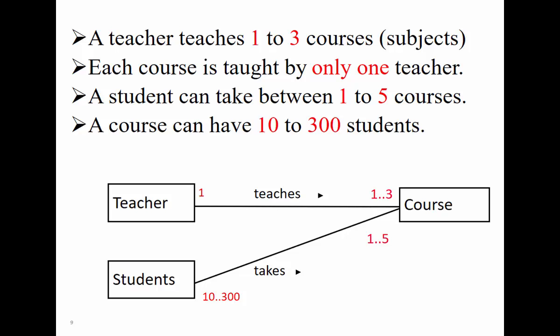In this slide, do I have a relation between the teacher and the student? Where is it? Which point? 1, 2, 3, or 4?